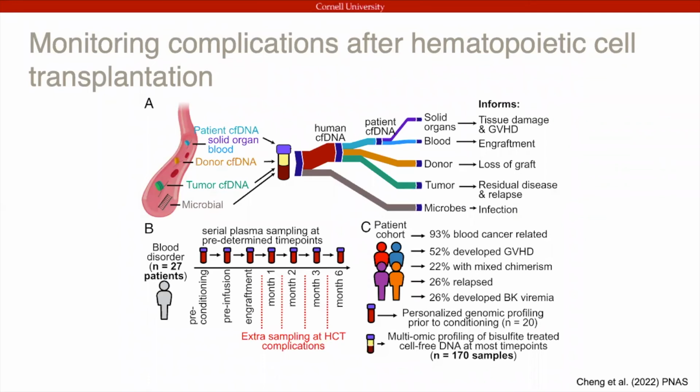One last example that I'll share with you all is the ability to use these kinds of assays to monitor hematopoietic cell transplantation complications. In this cohort, we had plasma cell-free DNA in which we can look at a number of different outcomes. I'll just share the example of looking at tissue damage and graft versus host disease. For individuals with blood disorders, there are 3 different time points in which we sampled plasma before hematopoietic cell transplantation, and then additional sampling after transplantation.